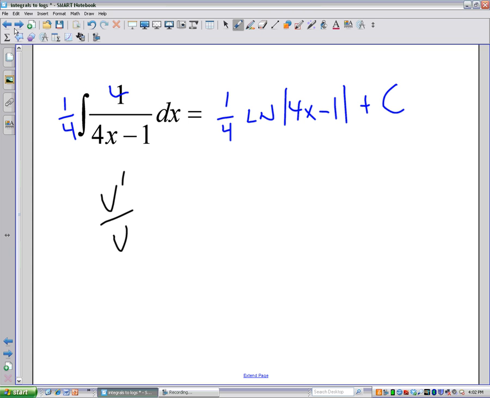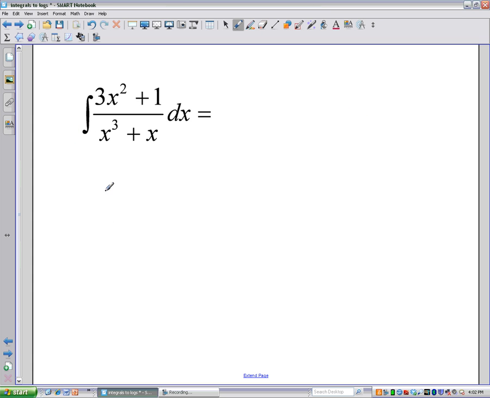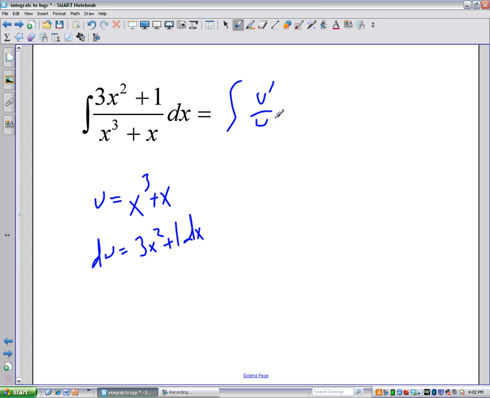Okay, looking for u primed over u. That's our mission. Find u primed over u. Sometimes it's easy to see, sometimes maybe not so much. So u might be x cubed plus x. So let's see what du is. Well, the derivative of this looks like it's 3x squared plus 1 dx. So we could easily make this into du over u, or u primed over u, whichever way you want to go about it. So the antiderivative of u primed over u is the natural log of u plus c. Okay, that's what we're looking for.